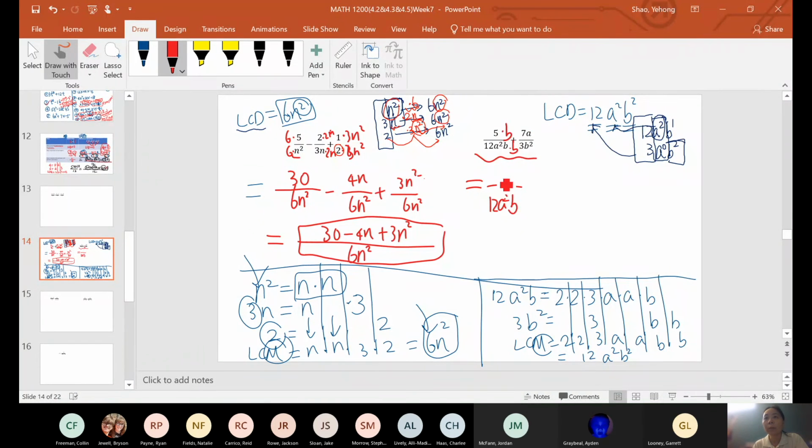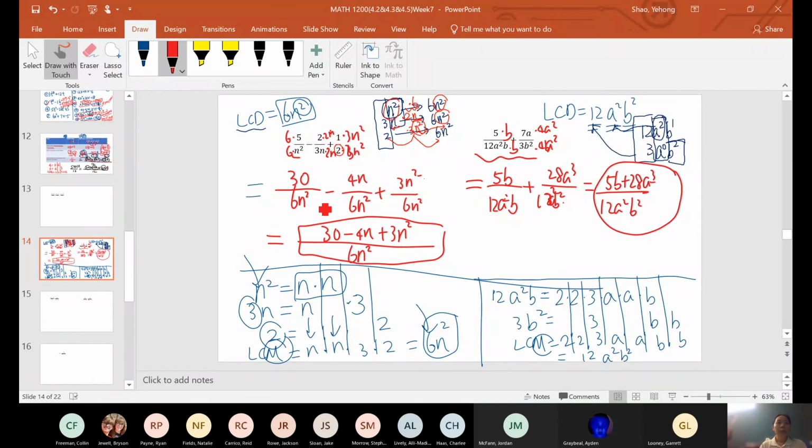Times b, so you get a 5b plus times 4a squared, so you get 28a cubed. Okay, so you get 12a squared b squared, and with 5b plus 28a cubed. That's the final answer. Okay, any questions?